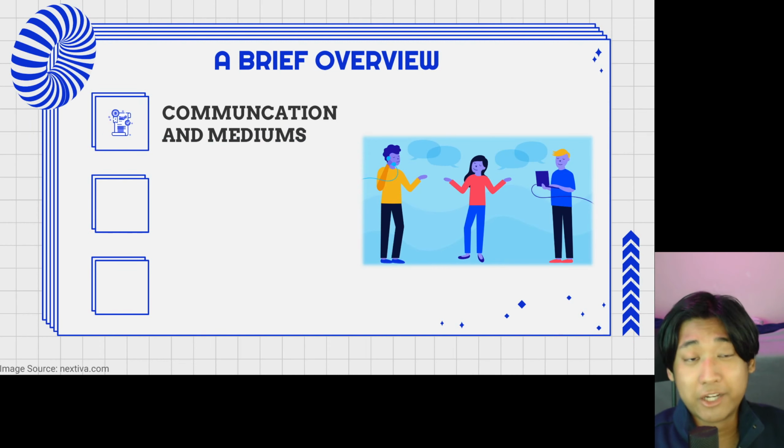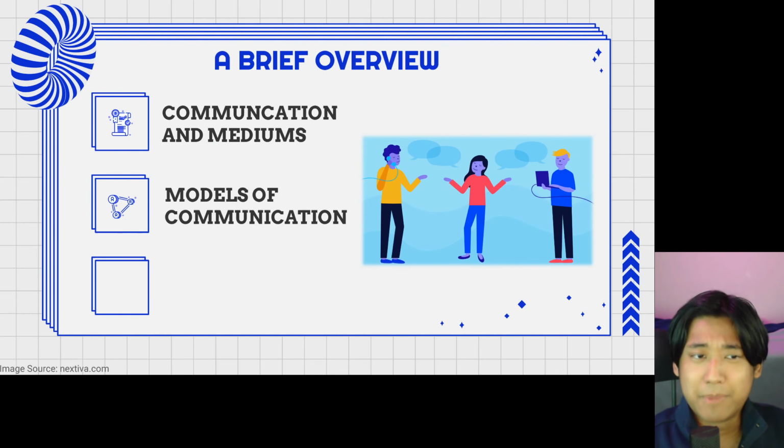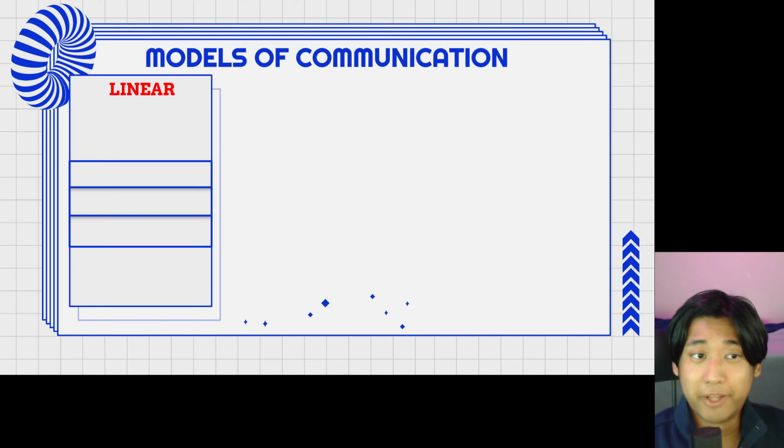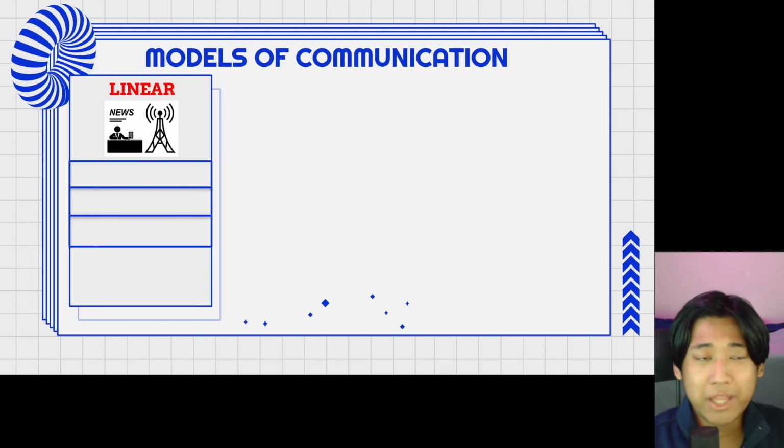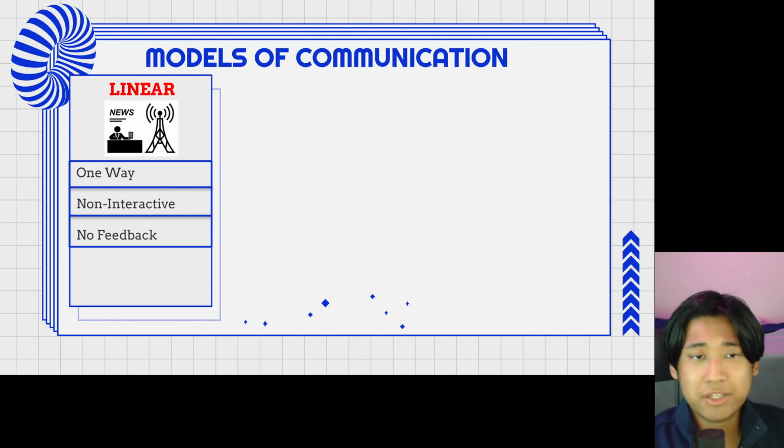So now that we defined communication and looked at some mediums, let's look at the three models of communication. Now, the first model is the linear model, and in this example, we'll have a news broadcaster sending news over the airwaves. Now, this type of communication is a one-way type of communication. It's non-interactive and there's no feedback, and this means that the audience can't give any type of real feedback to the news broadcaster while he's giving the news.